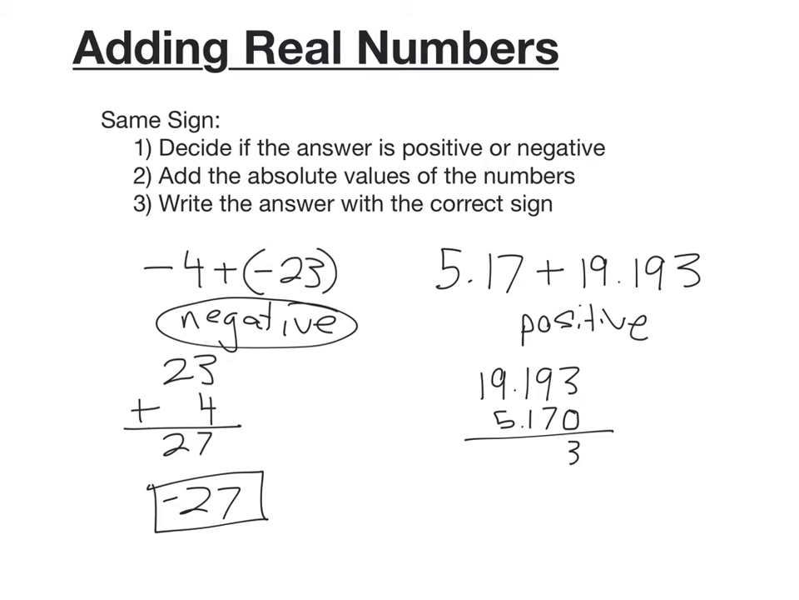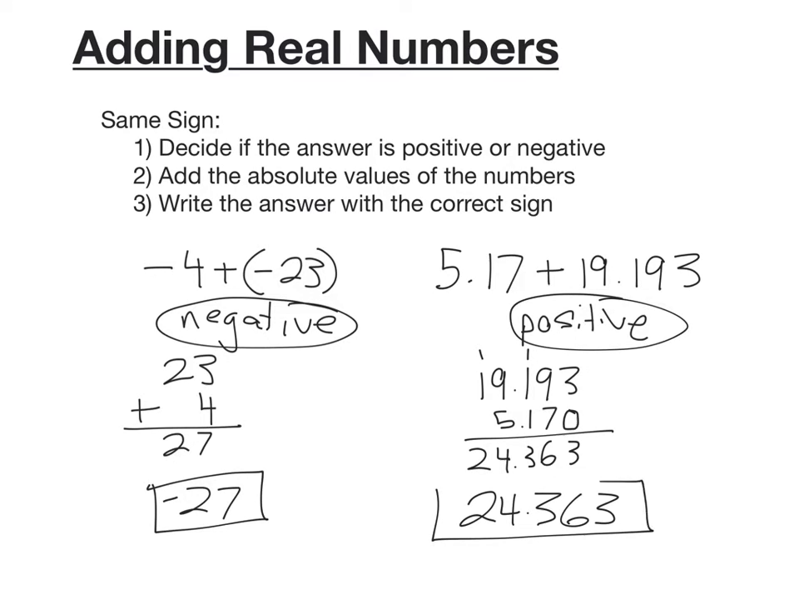I got 3. 9 plus 7 is 16. We carry the 1. We got 3. Have our decimal. We got 14. Carry the 1. We got 2. And now I said my answer is positive, so I write out my answer with the correct sign. It's positive. Put a box around it.